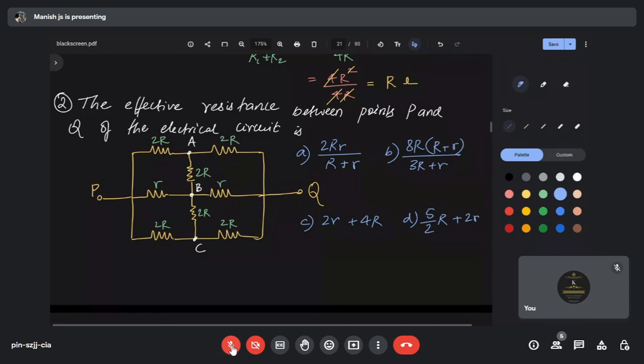First, draw this question in your notebook. You try simplifying it on your own. Make it a simplified circuit, and then get me the answer.